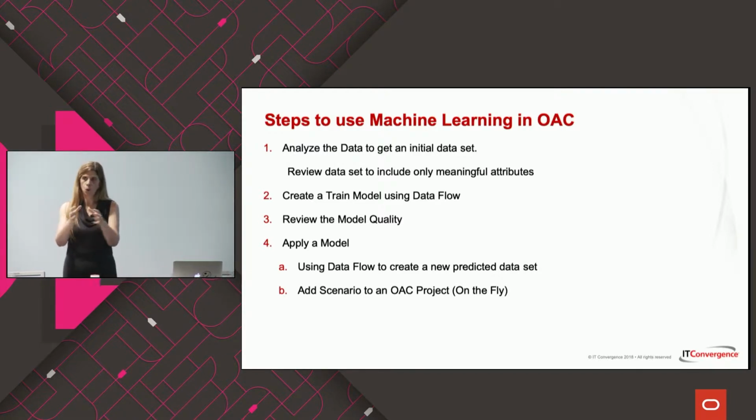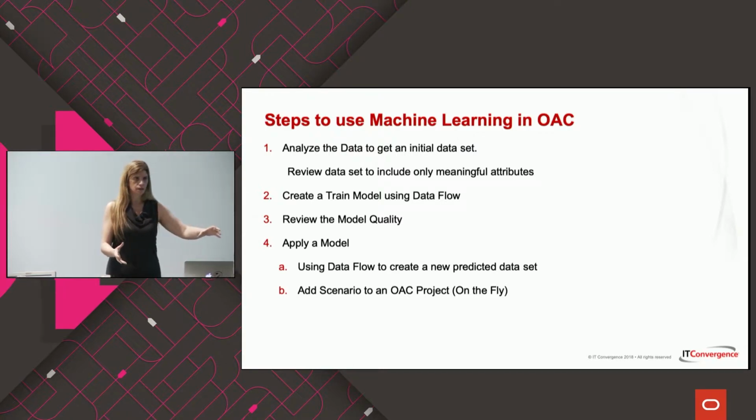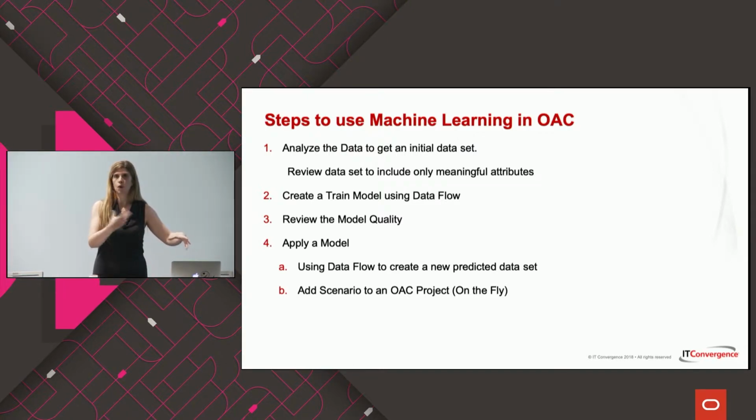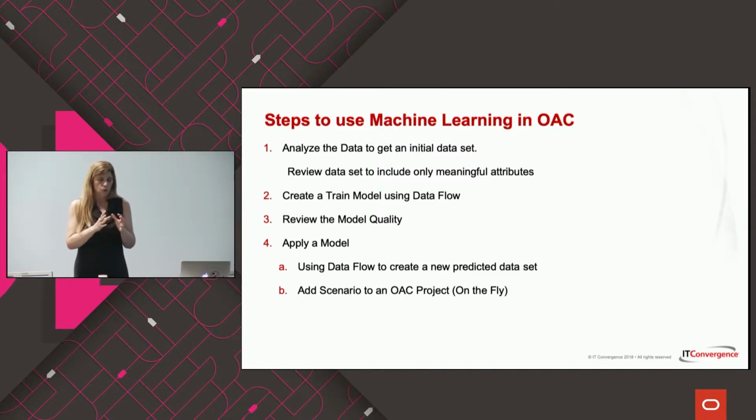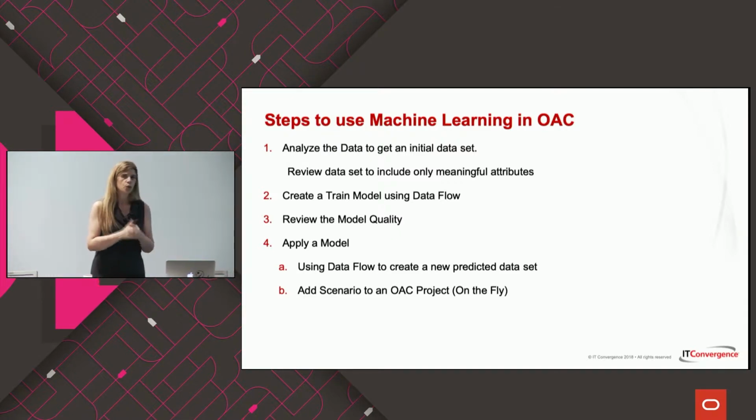So we create a model. Once we have this model, we're going to apply it to a new data set, okay? Because we want to predict what will be the information for next year or next quarter. To apply a model, we have two options. One is to create a new data set: we apply the machine learning model, we create a new data set, and we analyze this new data set that we created. The other option is to do it on the fly, which is creating a scenario on the project that we're going to see. In that case, we are not creating a data set. We are doing all of this in the moment, okay?